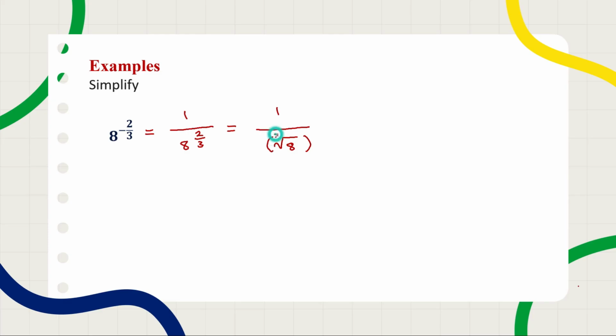The cube root of 8 all to the power of 2. Then the cube root of 8 is 2. We square the value, then it will be 1 over 4. This is the final answer.